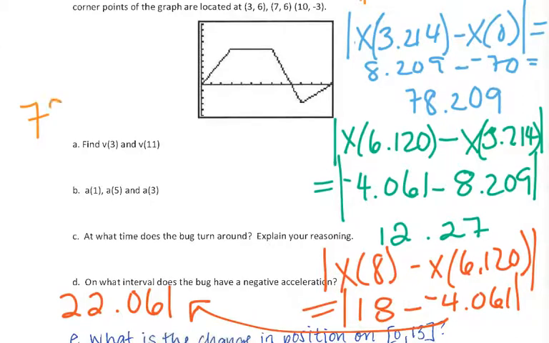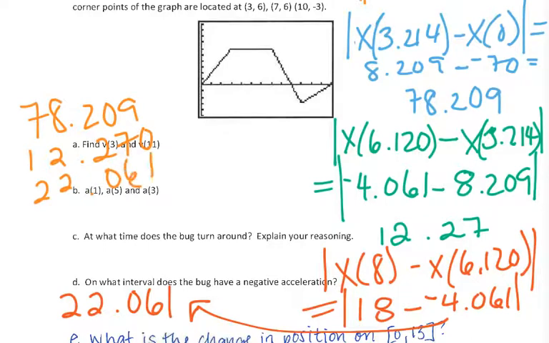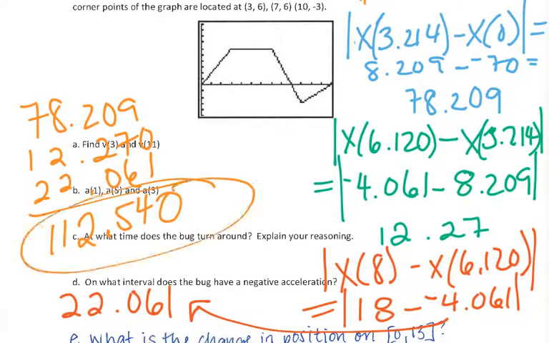So now we can add all of these distances together. Sorry, this is all over the place. 78.209, 12.270, and 22.061. And we get 112.540. So this is the total distance traveled in whatever units exist for this problem.